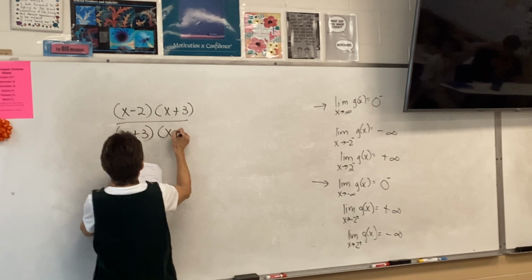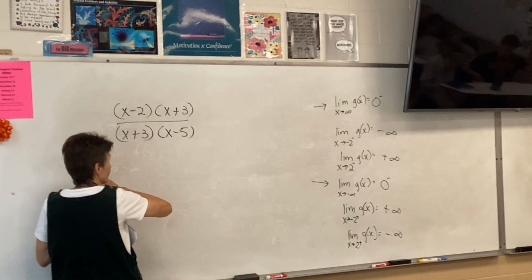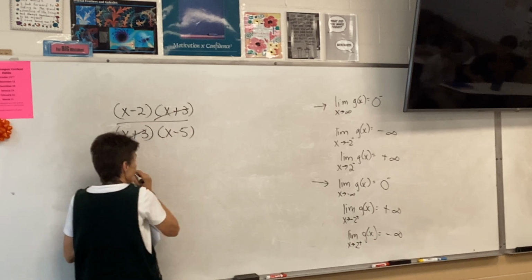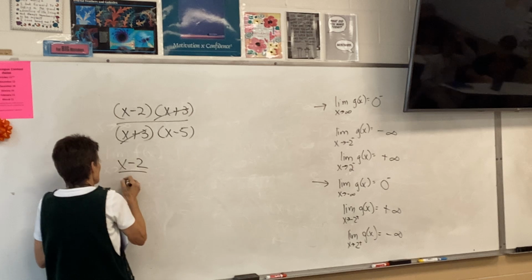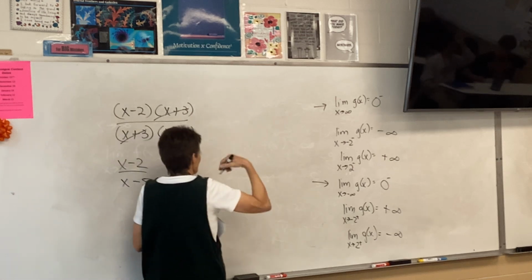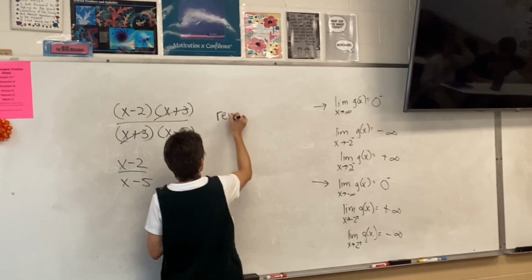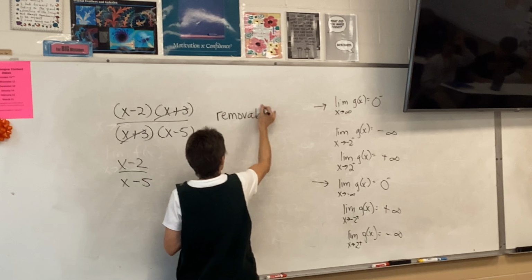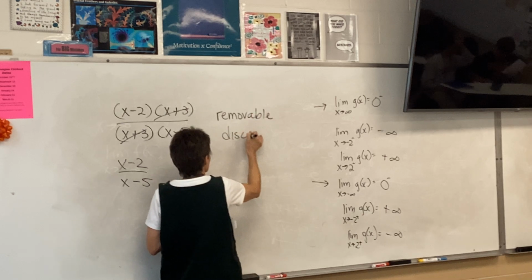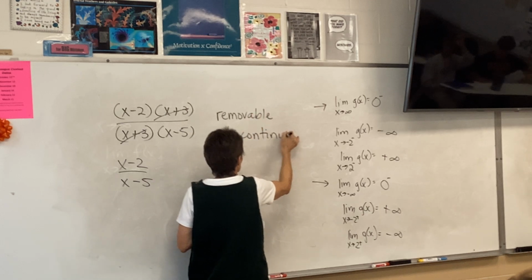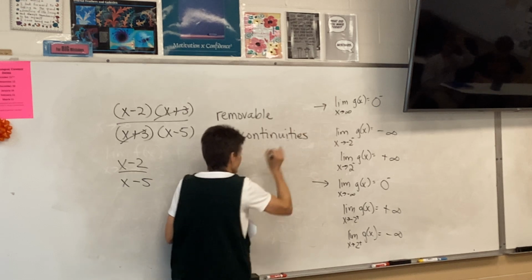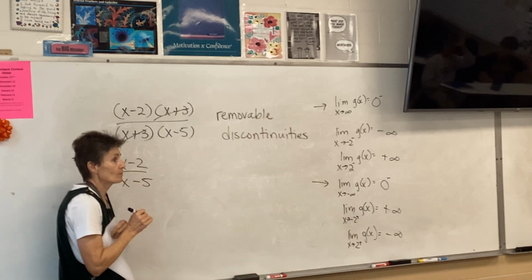How do we get a hole? We cancel. Holes, the official name for holes, are removable discontinuities. They're graphed as holes, they're discontinuities.